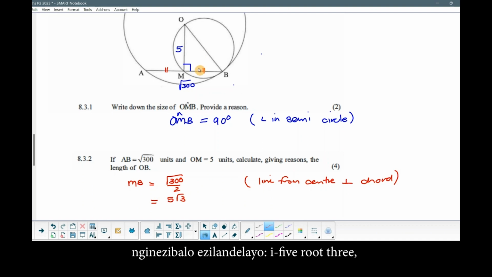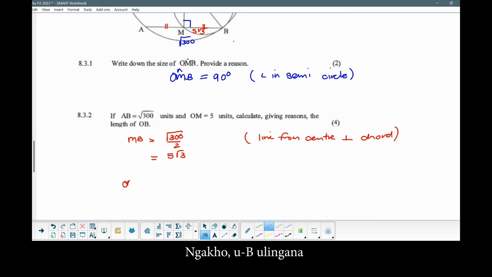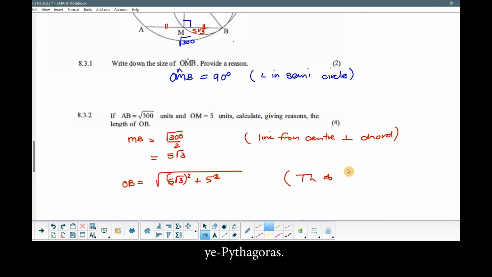So now I have this side to be 5 root 3, and therefore I have a right angle triangle, and we can work out OB using the theorem of Pythagoras. So OB is equal to the square root of 5 root 3 squared plus 5 squared, and the reason is the theorem of Pythagoras.